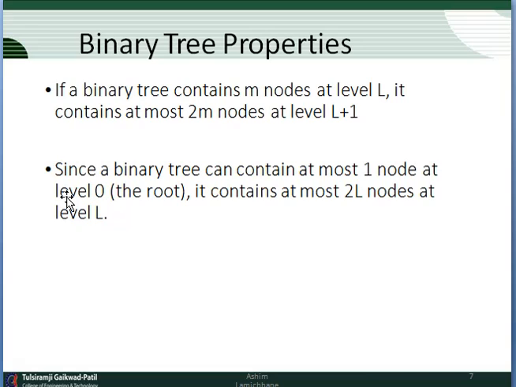The next level will be at most 2 multiplied by 2. So in the next level there will not be more than 4. 4 multiplied by 2, the next level, that is level number 3, will not exceed more than 8. 8 multiplied by 2 is 16, and so on likewise. Since the binary tree can contain at most one node at level 0, it contains at most 2^L nodes at level L, and so on.